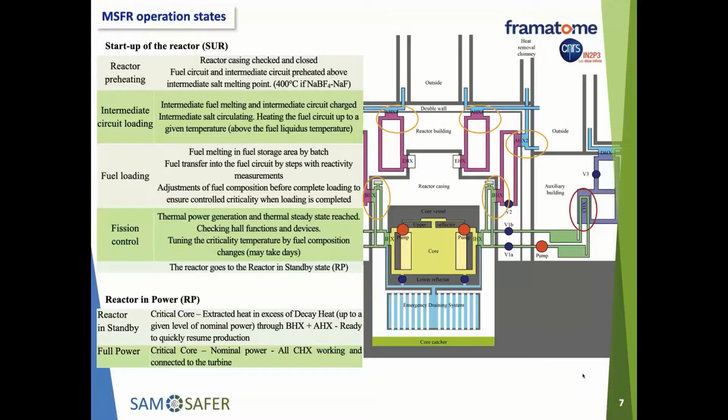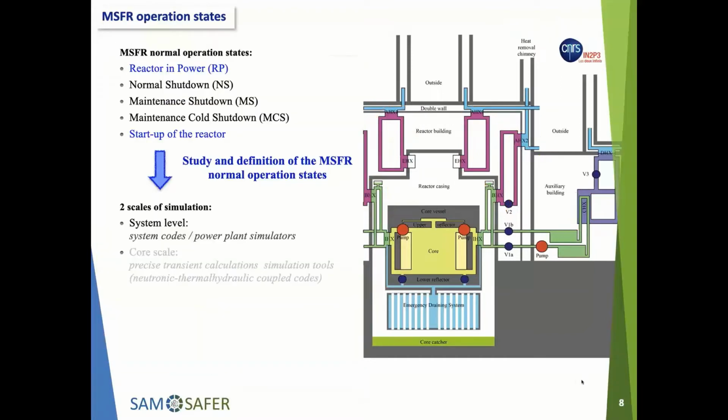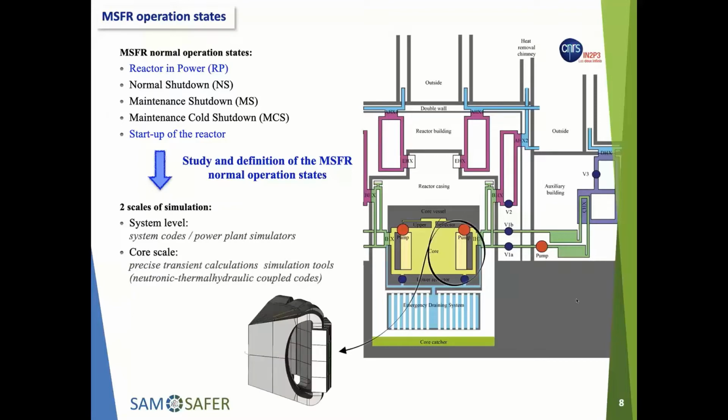And then there is one thing to understand: what do we need to define the procedure corresponding to the operational states? So to move from one operational state to another operational state. And as you can see from the beginning of the lecture, I am discussing on the system level. It means we have all the circuits interacting together. We need for these system codes, or if you prefer, power plant simulators. And also, as you can see, I also mentioned the fuel circuit. It means what happens in the core when we are moving from one operational state to another one, to stay in the safety rules, to keep the safety level high.